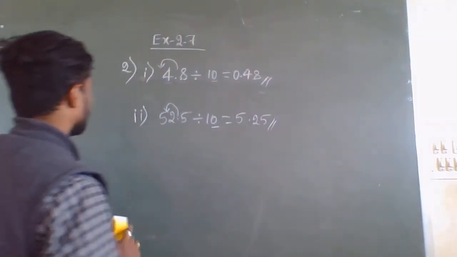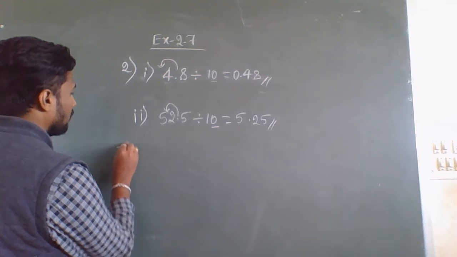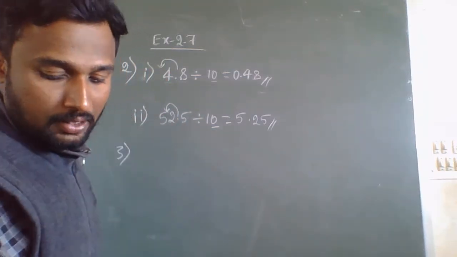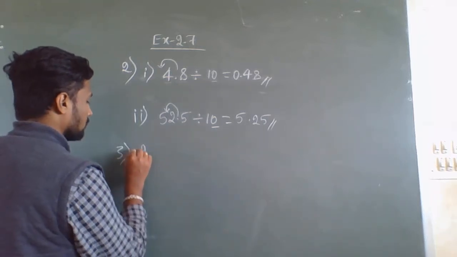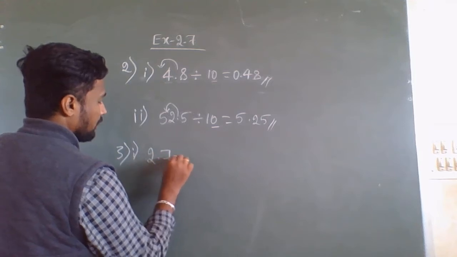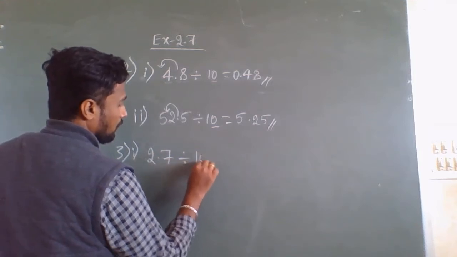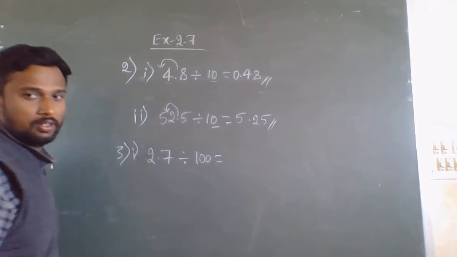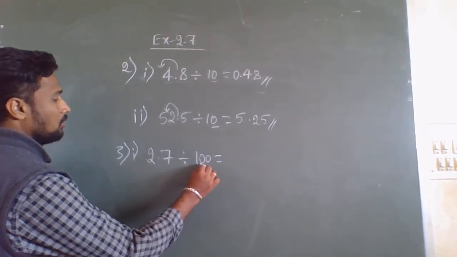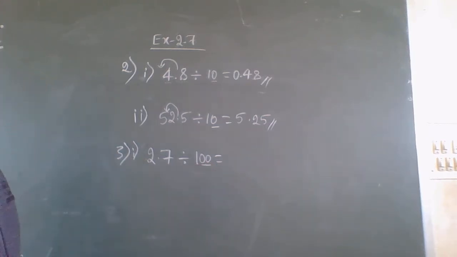This is also very similar to the second question, but here in the place of 10 they have given 100. So 2.7 divided by 100, first question. 2.7 divided by 100, they have given this. How many zeros are there now? In 100, two zeros are there. Okay.